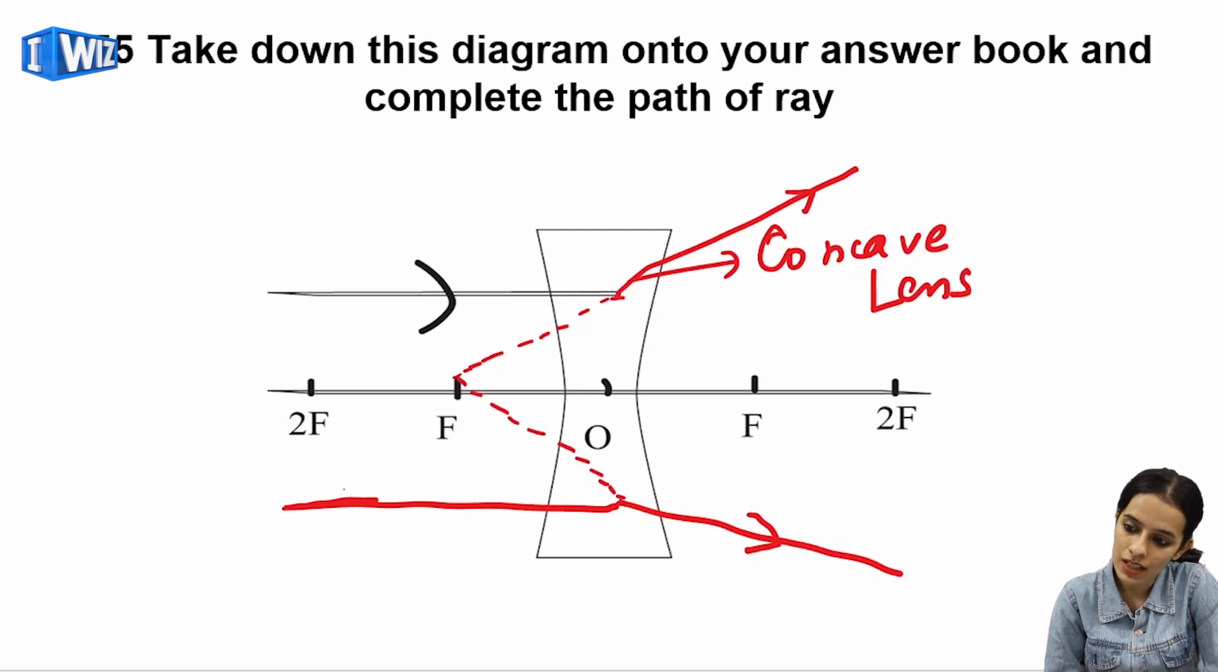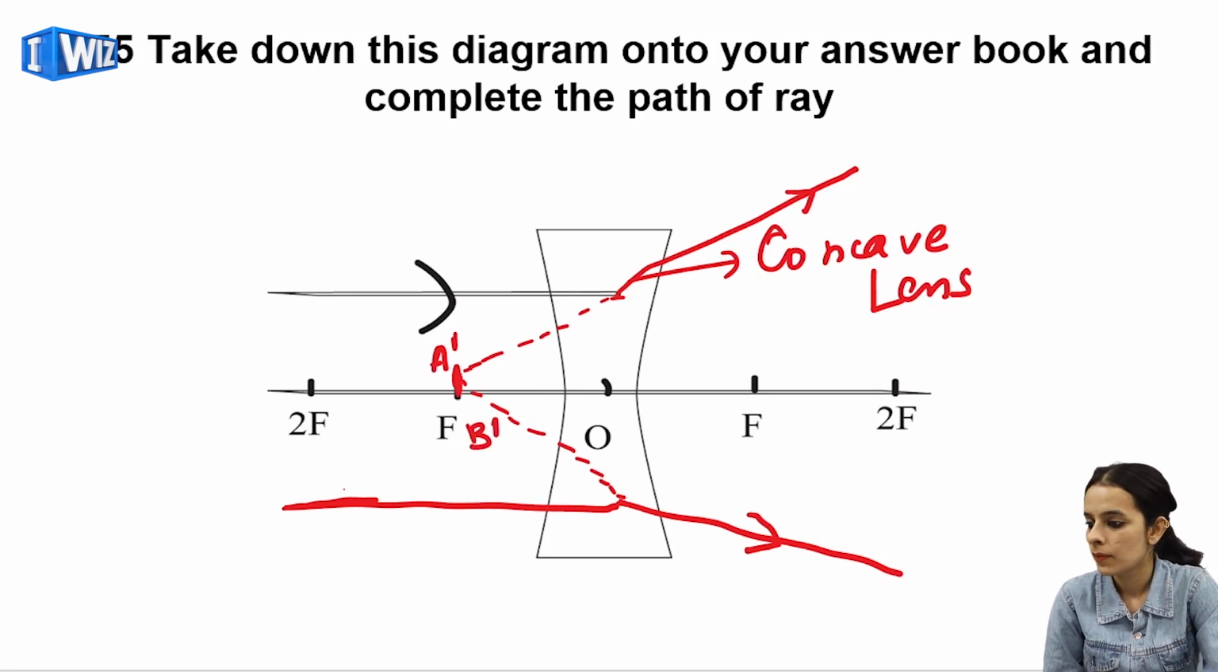A very point size image will be formed at the focus. You already know this thing. When an object is placed at infinity, the image is always formed at the focus. Also, it's a concave lens, so the image will be formed like this, and the size of the image is very small, a very reduced image. This one, A'B'. Clear? So let's move to the next question.